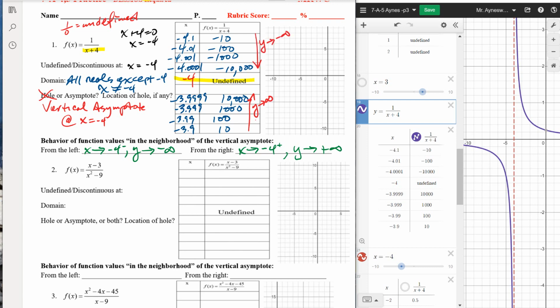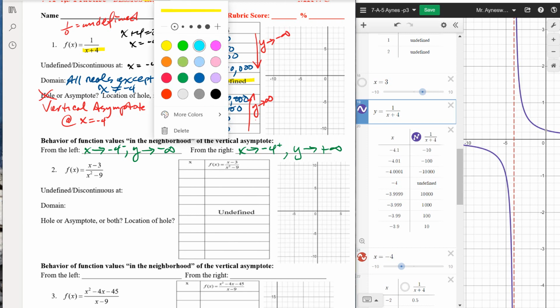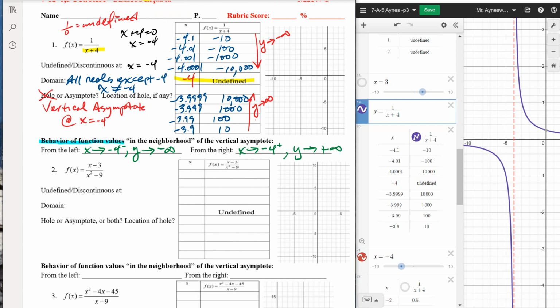That's what I said down here when I talked about the behavior of the function values: what's going on from the left and from the right. Then, obviously, use the graph and sketch your function. So draw your vertical asymptote, and then draw your function. Look how easy this is just by looking at the graph. Just a quick sketch, so I'm doing this in seconds.